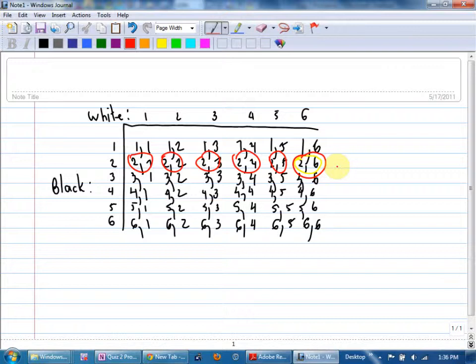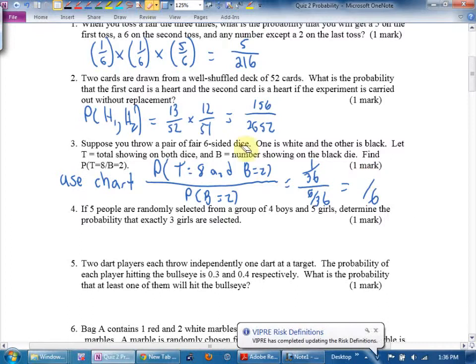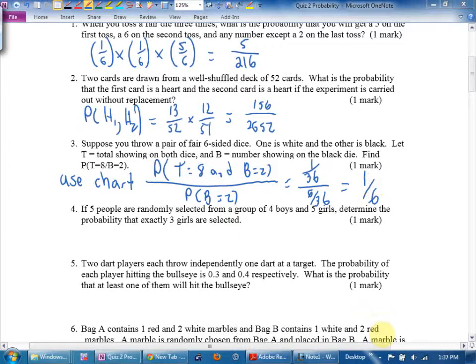Is a tree okay here? Not for 2 dice, I don't think. You could do a tree, but you know how many branches your tree would have? 36 branches. You really want to do that? You can. So, rule of thumb: dice, 2 of them, chart.